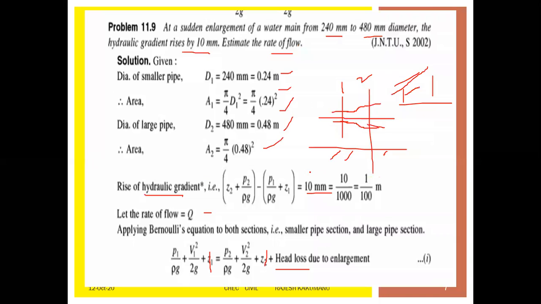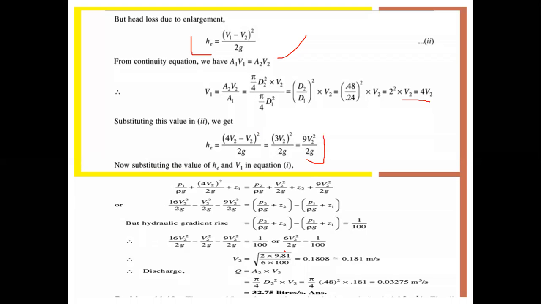So by substituting all this, we are getting V1 is equal to 4V2. So substituting the value here, దీని లోపల ఏదో ఒకటి either V1 అన్న కనుక్కోండి, V2 అన్న కనుక్కోండి. So substituting here, we are getting (V1 minus V2) square by 2G is equal to 9 V2 square by 2G, that is He. Now substituting He value in equation 1, then P1 by rho G plus 4V square by 2G plus Z1 is equal to P2 by rho G plus V2 square by 2G plus Z2 plus 9V square by 2G.